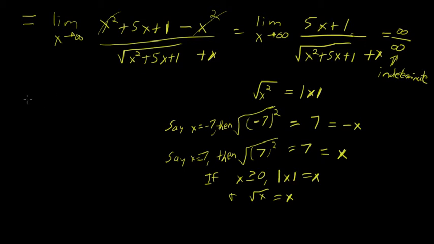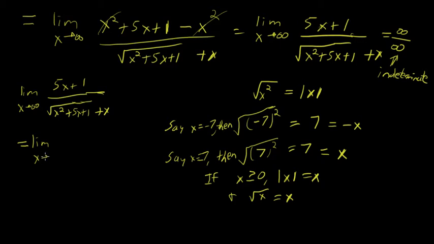So why did I bother with all of that? Well, I'm going to rewrite this limit here. We have the limit as x tends to infinity of 5x plus 1 over the square root of x squared plus 5x plus 1, plus x. I'm going to multiply and divide by the highest power of x, which is x, not x squared. Here you have the square root of x squared, but remember that's x. So the highest power of x present is x.